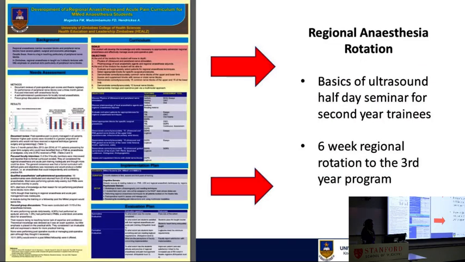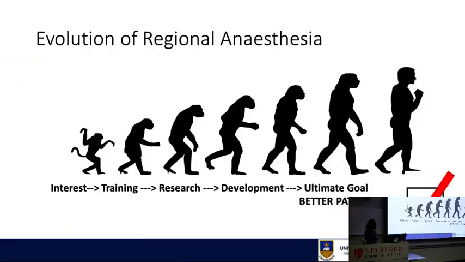So from our needs assessment and the curriculum development that we then did, we've since introduced a regional anesthesia rotation. So we have a basics of ultrasound half-day seminar for our second-year trainees. And then in third year, we now have a 6-week regional rotation for the third-year trainees in anesthesia. So I thought it was important to talk about the evolution of anesthesia. For us, it started with interest and training. It now needs to go into research and development with the ultimate goal of better patient care.